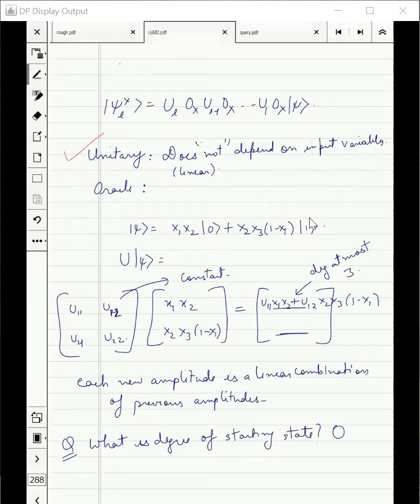I will have some starting state, alpha 1 on basis state one plus alpha 2 on basis state two, and so on. But all these alpha 1 and alpha 2 cannot depend on x1, x2 because I haven't done any queries. These are all independent of x. That means they are constants. I don't need to worry about what the values of these constants are. Hence the degree of the starting state is 0. Good.